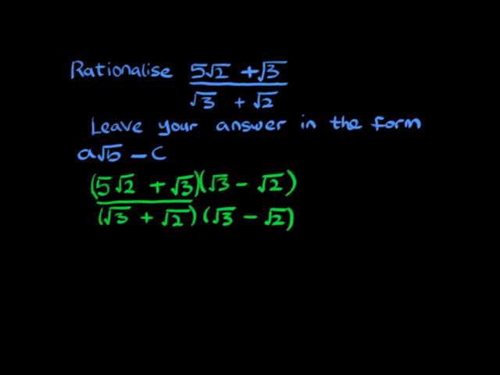So this gives us 5 root 6. Now 5 root 2 multiplied by minus root 2 gives us minus 5 root 4. Also, we're going to use positive root 3 to multiply root 3 minus root 2. So here we have plus the root of 9 minus root 6.